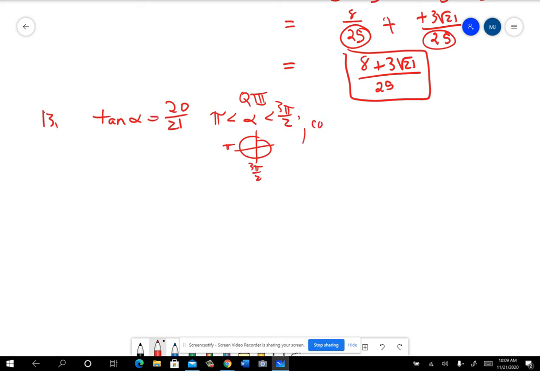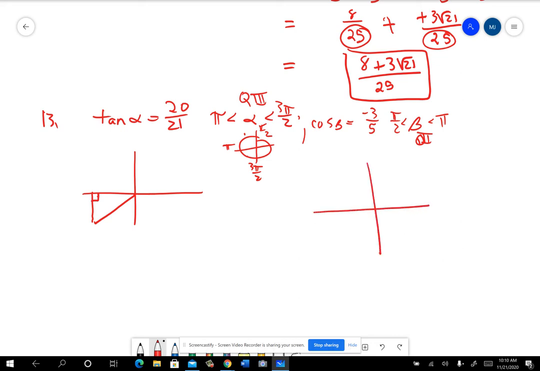Then cosine beta equals negative 3/5, and they tell me that beta is between pi over 2 and pi. Okay, and so there's pi over 2, so it's in the second quadrant, so it's in quadrant 2. So that means when I draw my pictures, alpha is supposed to be in quadrant 3, and beta is supposed to be in quadrant 2.